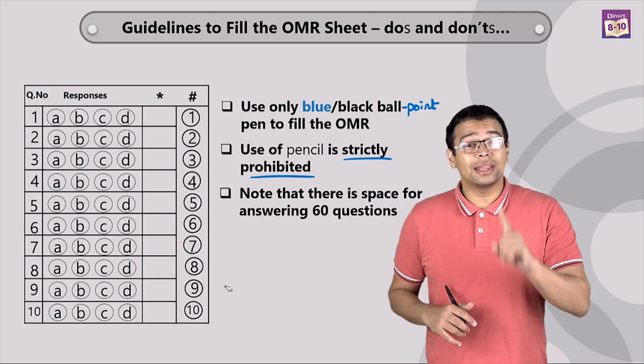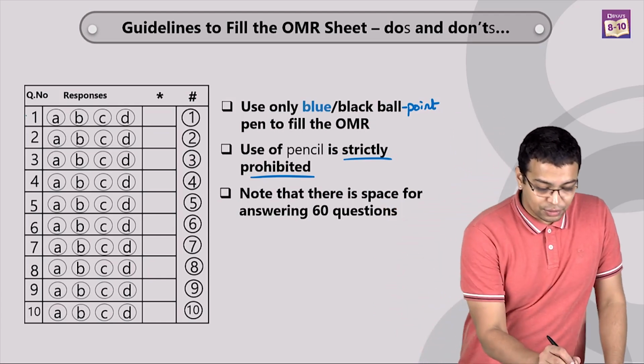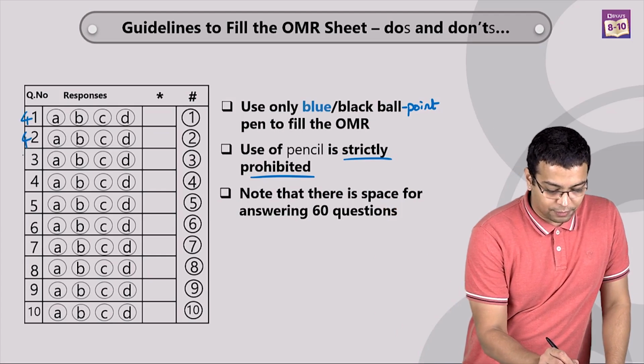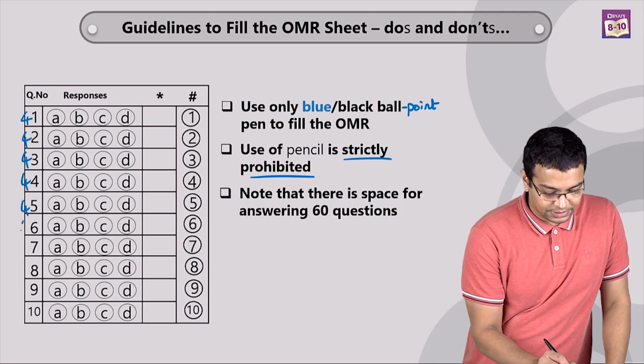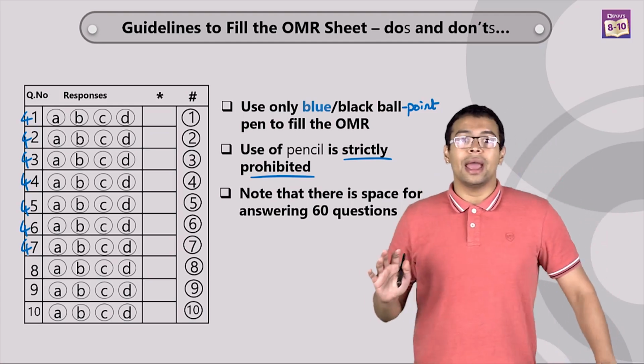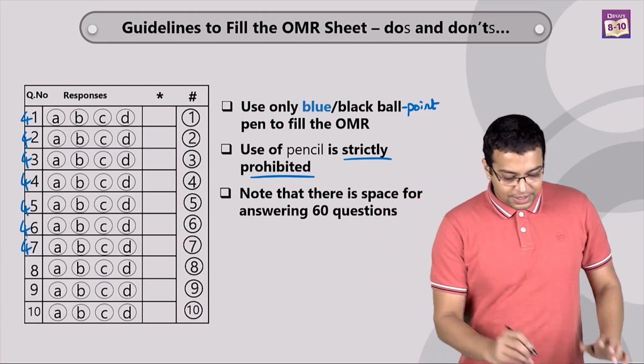Now, here's one thing that I want to caution you against. Let's assume this was question number 41, 42, 43, 44, 45, 46, 47. Let's assume, okay? And your question paper has only 45 questions. So you answered all the way till 45.